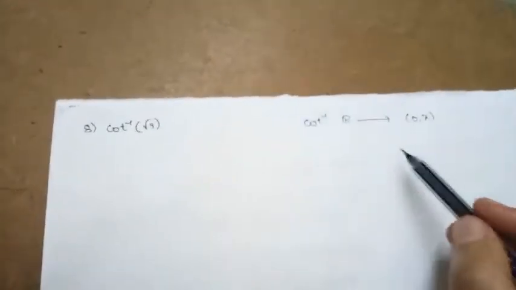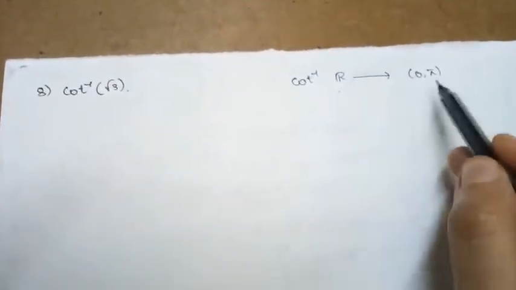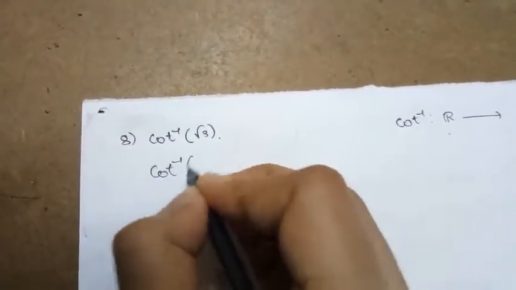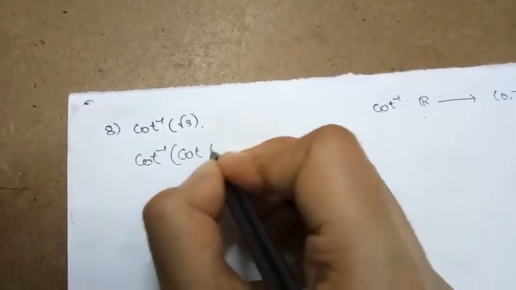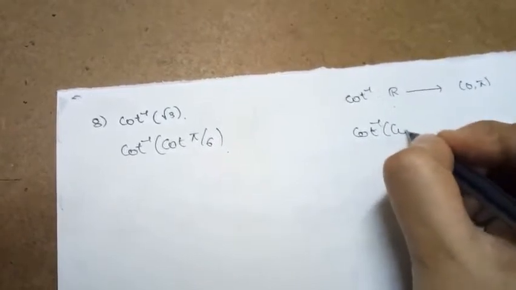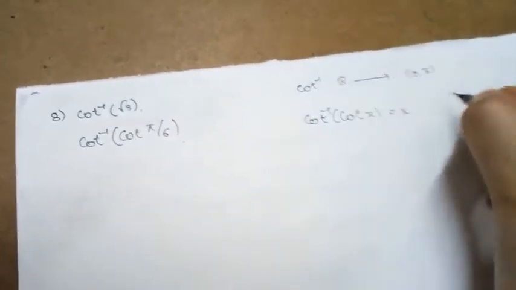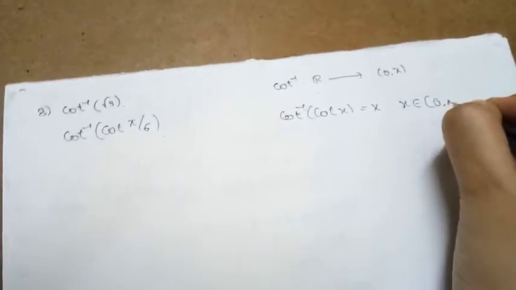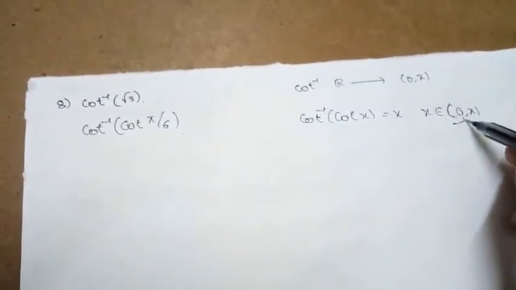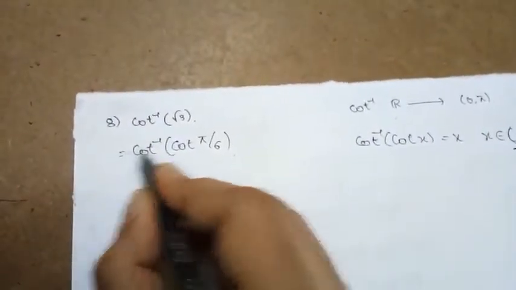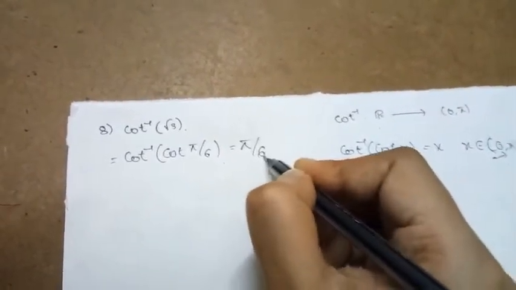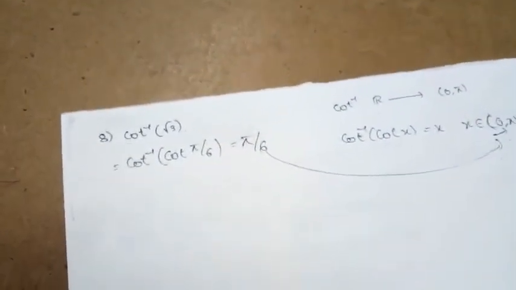So clearly the cot inverse function's domain is the set of real numbers and the range is from 0 to pi. To which angle of cot do we get root 3? That is cot of pi by 6. So now this is in the form cot inverse of cot x is equal to x when x belongs to 0 to pi. Here our pi by 6 belongs to our principal value branch, so cot inverse of cot pi by 6 is pi by 6.